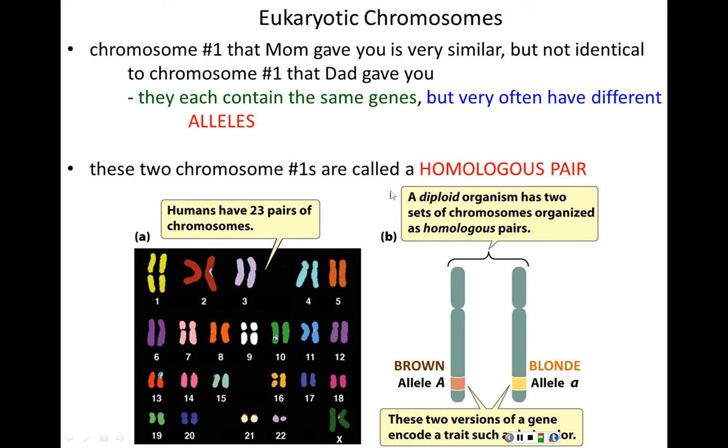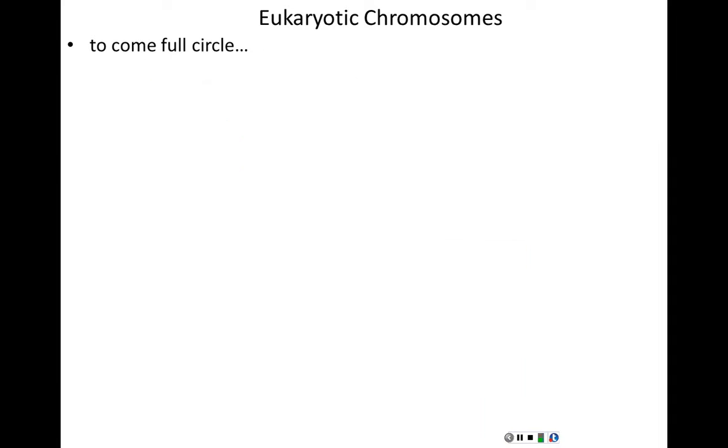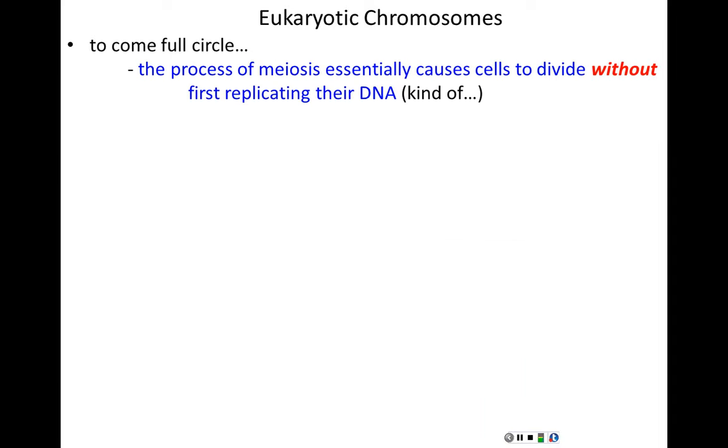But this term homologous pair means that the two chromosomes that you get, one from mom and one from dad, are extremely similar but not necessarily identical. So let's come full circle. Let's go back to these ideas of meiosis and mitosis.